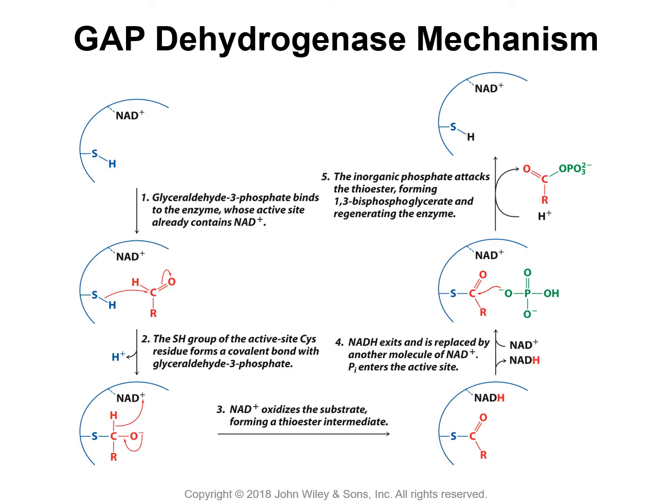And in the GAP dehydrogenase mechanism, the GAP binds to the enzyme whose active site already has NAD+. Then the SH group of the active site Cys residue forms a covalent bond to GAP. And then NAD+ oxidizes the substrate, forming that thioester intermediate. Then NADH exits and is replaced by another molecule of NAD+. Pi enters the active site. Then the inorganic phosphate attacks that thioester, forming 1,3-bisphosphoglycerate and regenerating the enzyme.